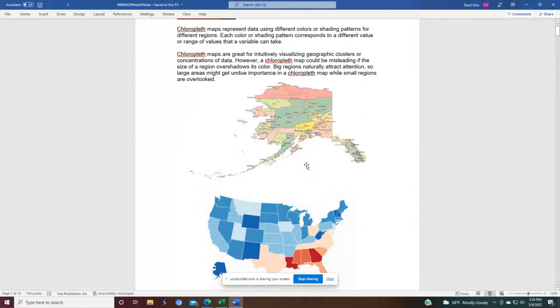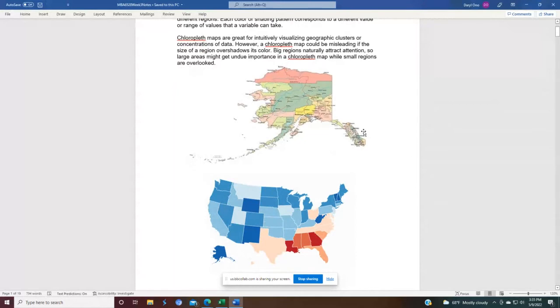What is a choropleth map? A choropleth map represents data using different colors or shading patterns for different geographic regions. Each color or shading pattern corresponds to a different value or range of values that a particular variable can take. Choropleth maps are great for intuitively visualizing geographic clusters or concentrations of data. However, a choropleth map could be misleading if the size of the region overshadows its colors. Big regions naturally attract attention, so large areas might get undue importance in a choropleth map while small regions are overlooked.